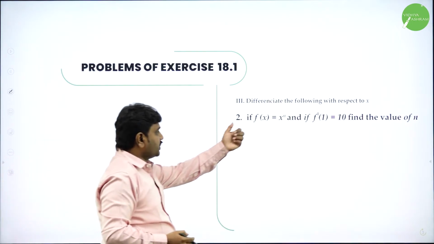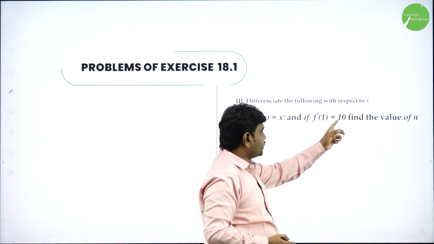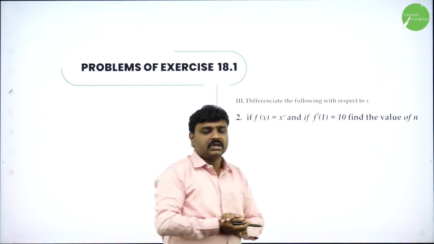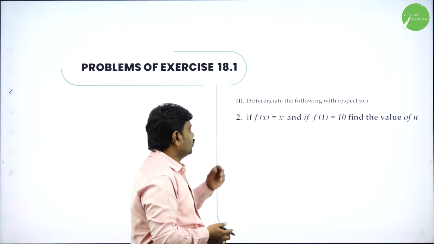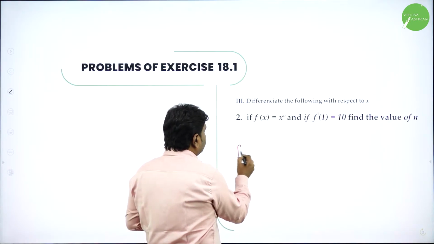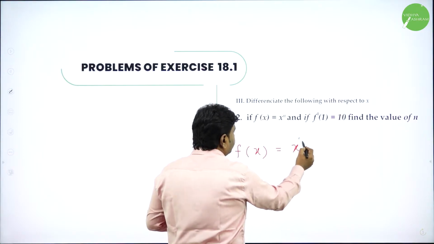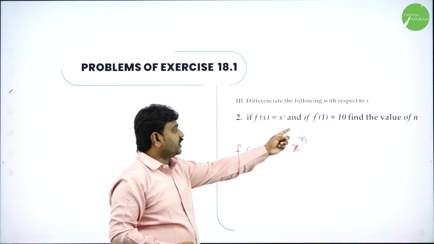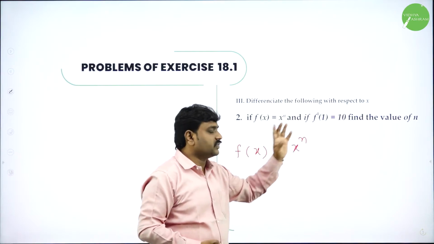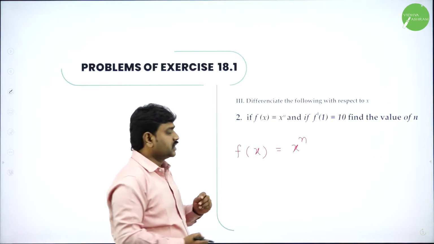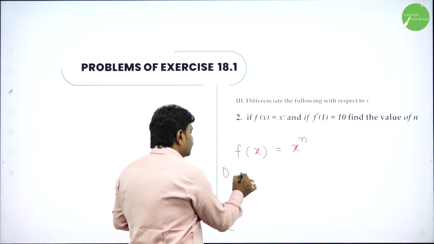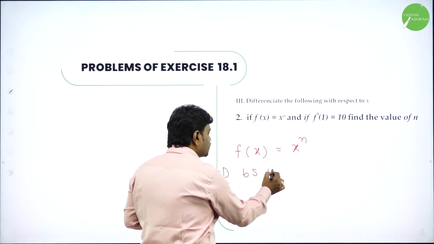Next, f of x is x power n. f dash 1 is 10. Find the value of n. So they gave the f dash value. First let us consider f of x. They gave f of x as x power n. Now they gave the f dash 1 value. Since f dash 1 is given, we need to find f dash x. So how to find f dash x? Differentiate both sides with respect to what?